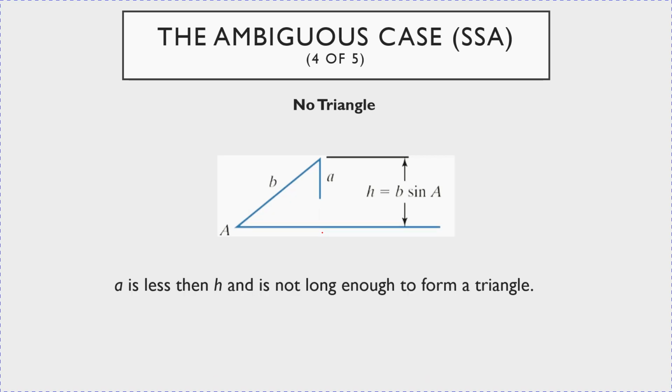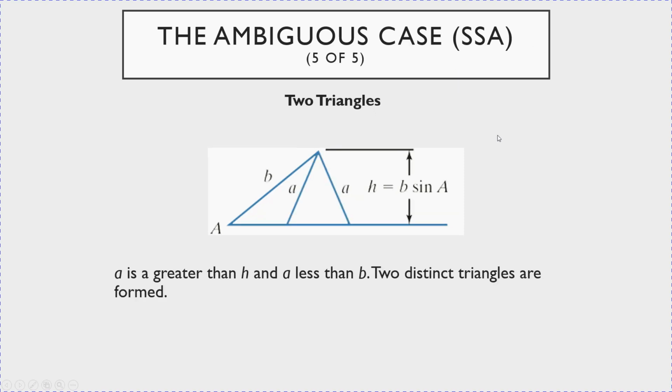All right, now what happens is you can actually have no triangle, and I'm going to work an example of this so you can see. If the side a is less than h, it's not long enough to form a triangle. There's no way you could draw it so that it forms a triangle. So you get this type of case. I'll show you that, and I'll show you how to recognize that when you solve.